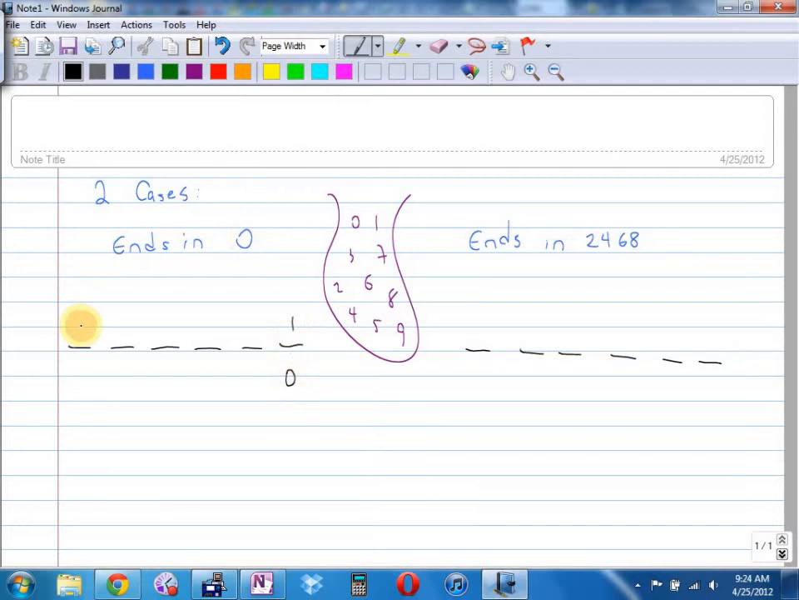How many choices do I now have for the first digit? 9, then? No, I picked 0, right? So 9, then 8, then 7, then 6, then 5.